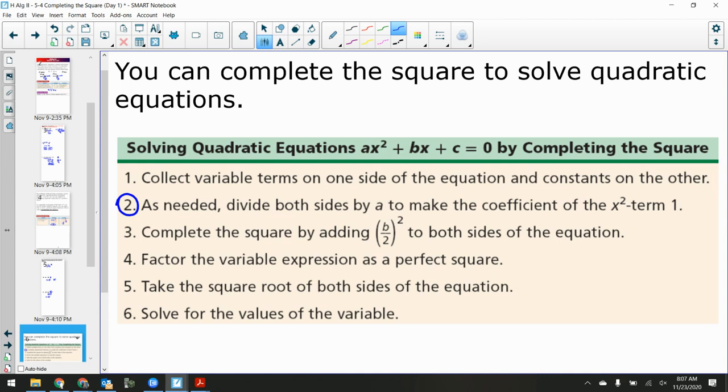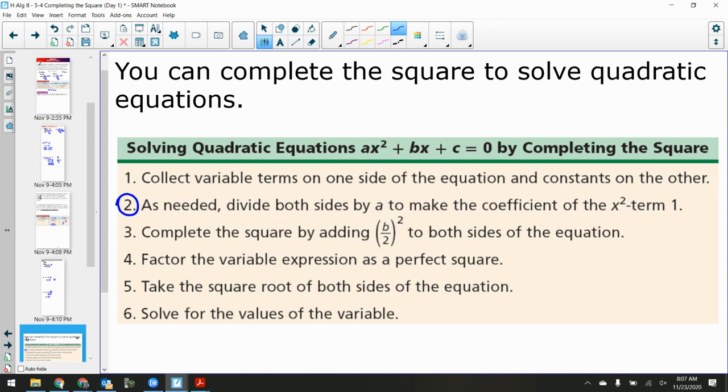You cannot complete the square if it's like 2x squared. Look at all of the ones that we've done so far. At least on the back here, none of them have had a number out front. And none of them will have a number out front on the bottom either. We'll talk about that tomorrow.